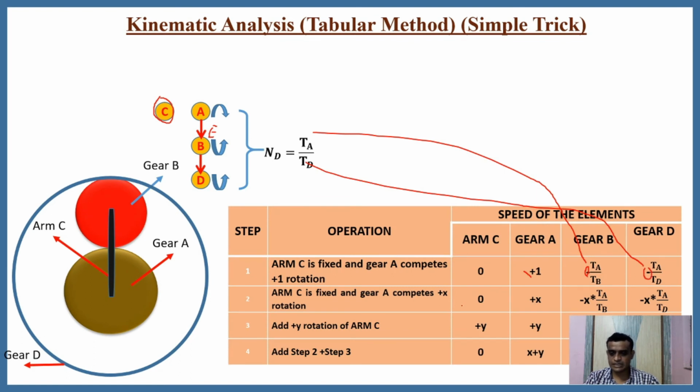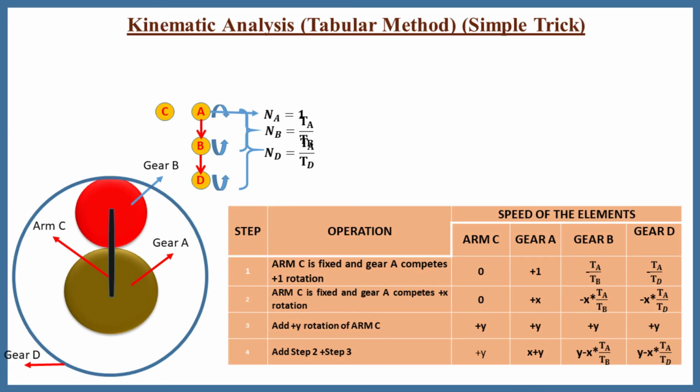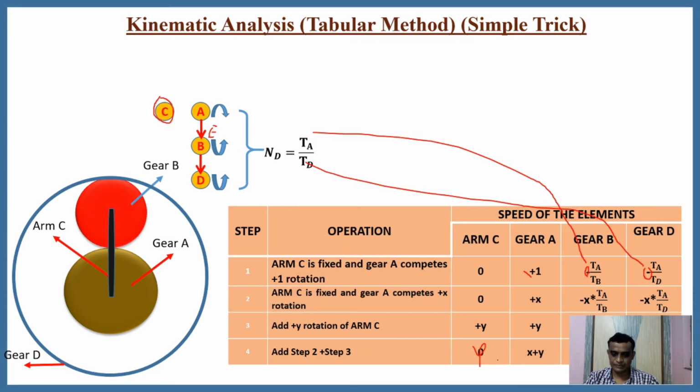In the next step you have to multiply by x, in the next step multiply by y, and in the next step you have to add. You have to add step 2 and step 3. You will find out the speed of gear C, speed of gear A, speed of gear B, and the speed of gear D. This is one simple trick which is helpful to write down this table.